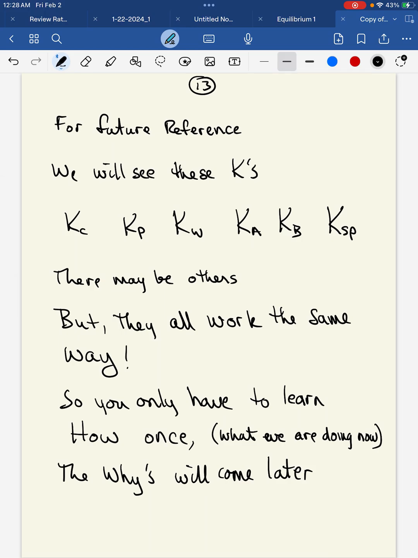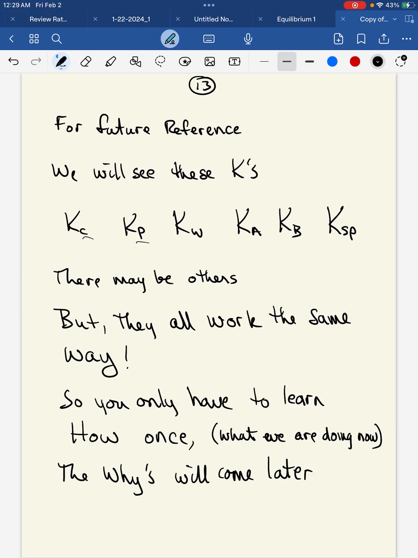And just another note for future reference, we will see a lot of different Ks: Kc, Kp, Kw, Ka, and so on. And there may be others. And the good news is they all work the same way. So you only have to learn how to do it once, that's what we're doing now. The why we want to do it will be specific to each one. So right now the why is we're writing an equilibrium constant expression for concentration or for pressure.